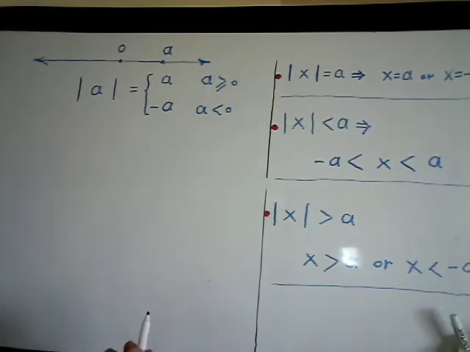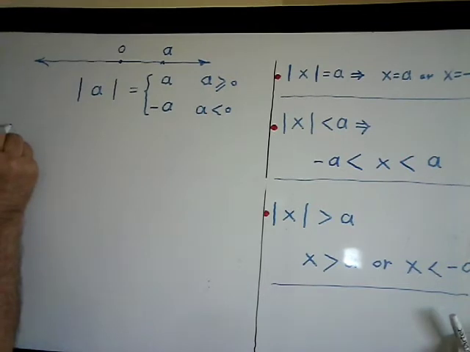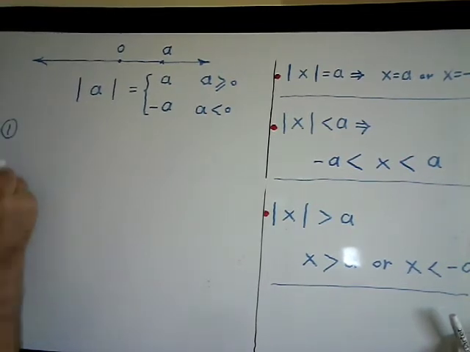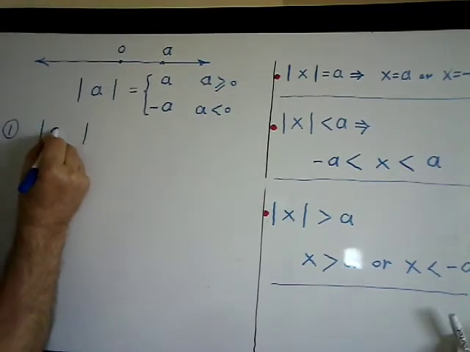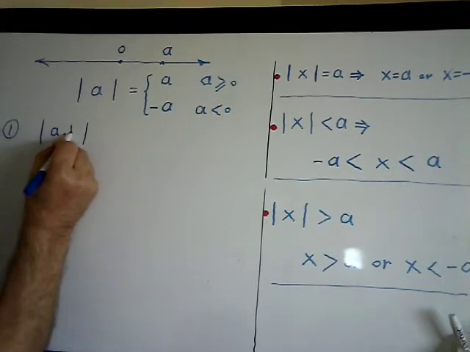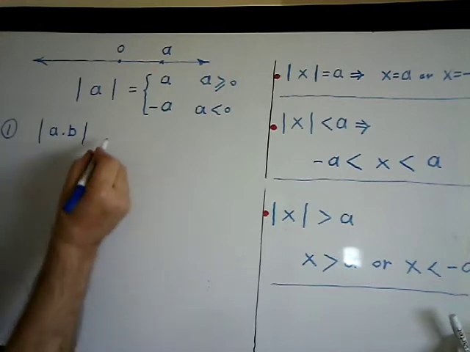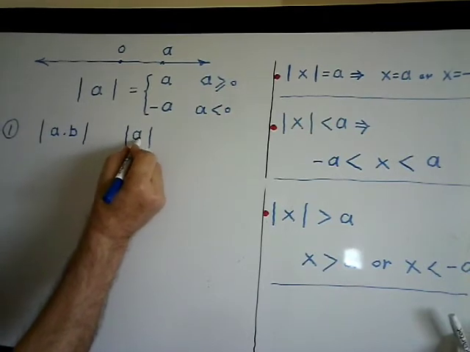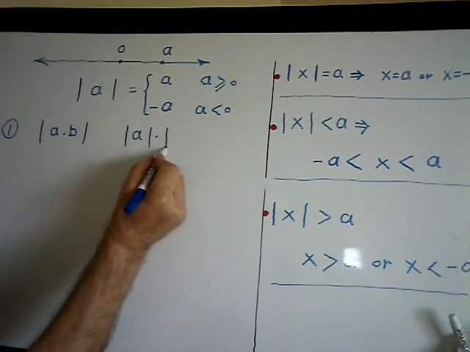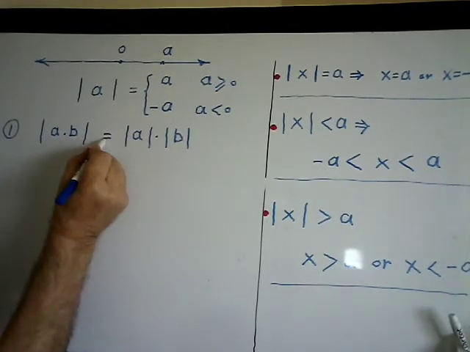Now let us discuss the rules of the absolute value. The first rule we can talk about: when we multiply two numbers A and B and take the absolute value for the result, it will be the same as if we got the absolute value for each of them, then multiplied these two absolute values together. This is the first rule.